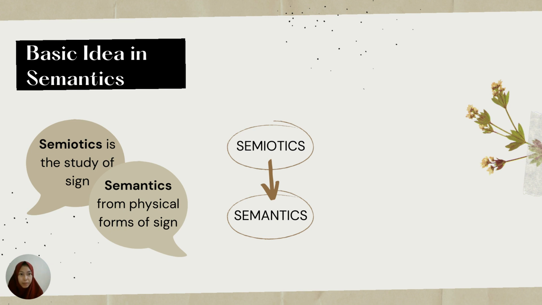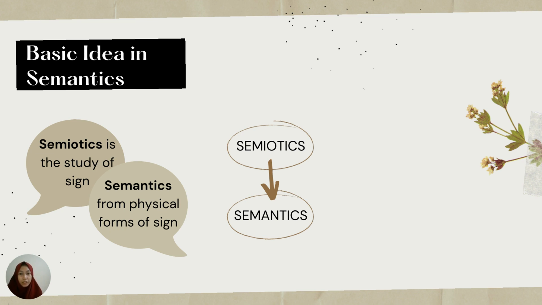There are semiotics and semantics. Semiotics is the study of signs, and semantics is a part of semiotics. Semantics comes from physical forms of signs. First, I will explain in advance about the physical forms of signs. So a sign has a physical form. It can be a picture or image, words and sentences, sounds, smells, facial expressions, and colors. And these signs allow you to interpret them.